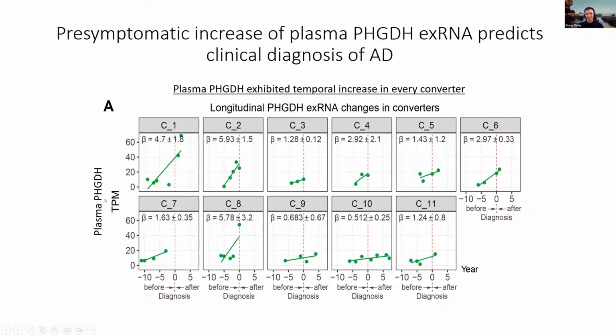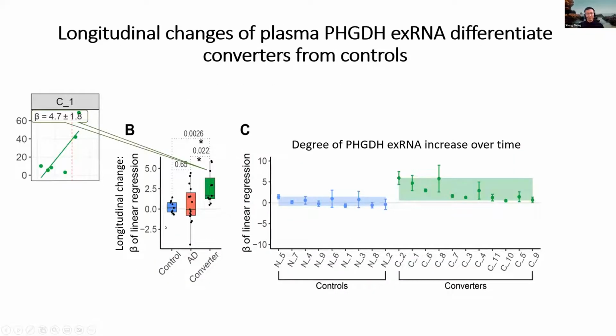And from this data, you can see that the PHGDH extracellular RNA increases as the person progresses into clinically recognized diagnosis. We can see this in this summary plot. Every dot in this summary plot is the slope of the fitted curve across time. So now we have reduced the entire collection of longitudinal data of a person in this 15-year follow-up into one number, and that number is a slope.